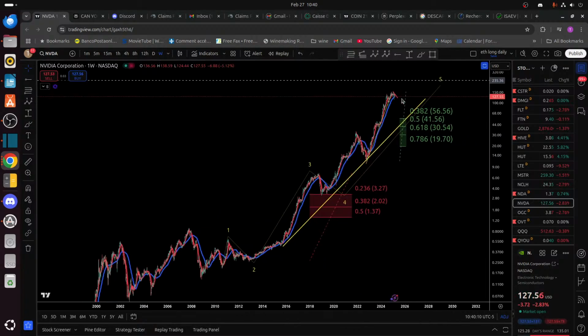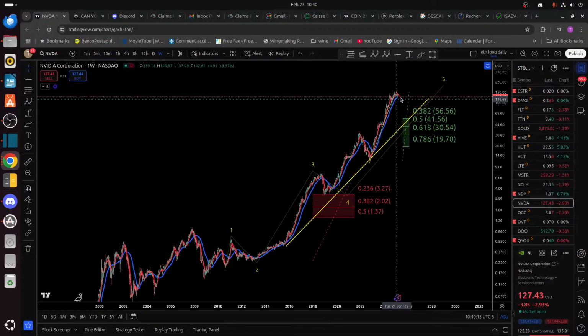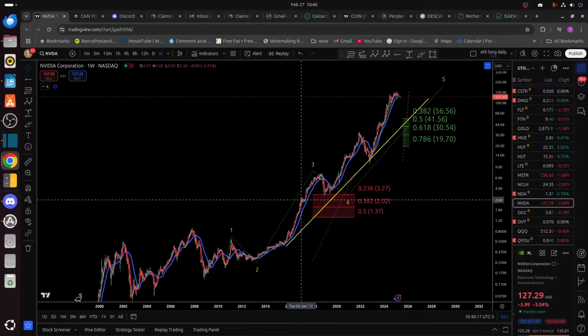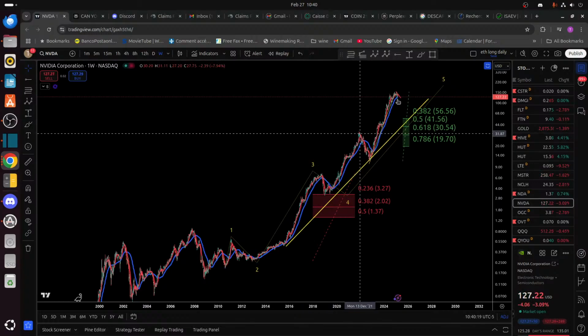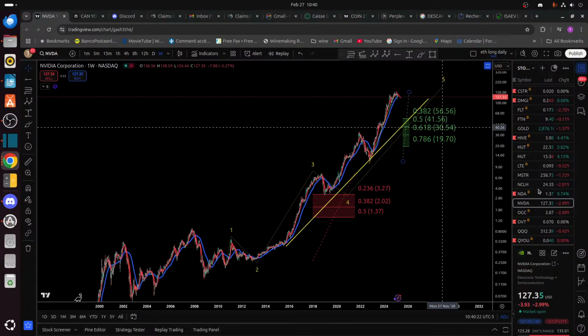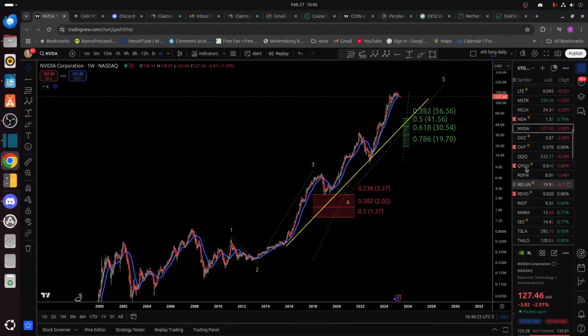Okay, so it's not that I don't like Nvidia, but I don't like to buy it at the top. You know, it's like buying Nvidia there or buying Nvidia there. The correction has to come. Just wait for the price to come to you. Don't run after the price.